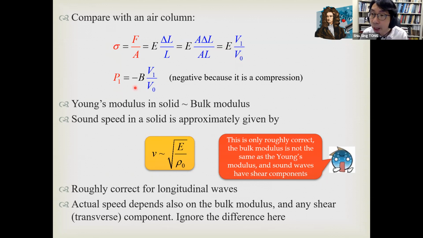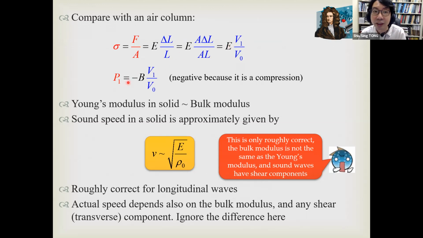Now that can be compared with the expression for a gas compression. For a gas compression, we arrive at this formula: the change in pressure is proportional to a fractional change in volume, and the proportional constant is the bulk modulus. Now we have a very similar formula, but the proportional constant is the Young's modulus for a solid.